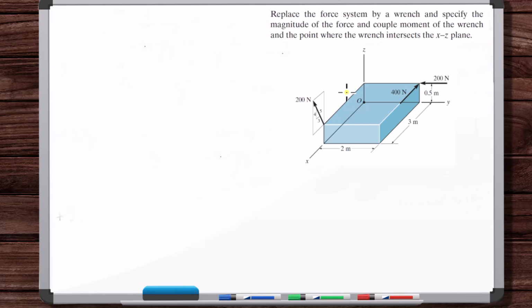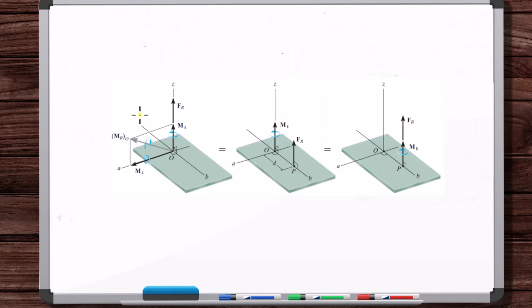That's what we've done in example problems in the previous videos, so we know how to do this. And then once we have that couple moment and resultant force at point O, we'll create the wrench from there. Here's a couple moment at point O, and here's the resultant force. The resultant force and couple moment in general are in any random direction in 3D.